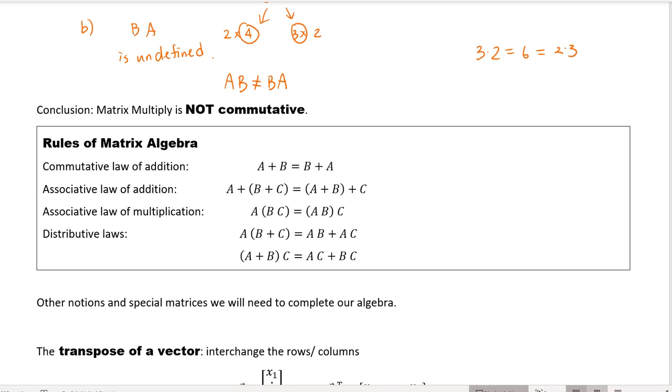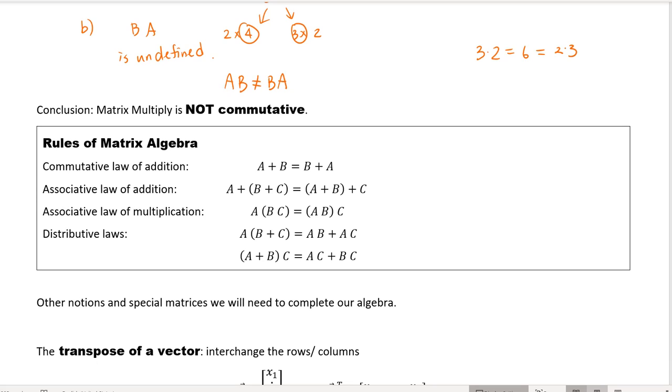Okay, and the associative law. So when we add matrices, we can add the latter two matrices first and then add the first one, or we add the first two matrices first and then add the last one. Because when we add matrices, we just add the entries respectively. When we add the entries, they are just like regular addition of numbers. So addition of numbers is associative and commutative.